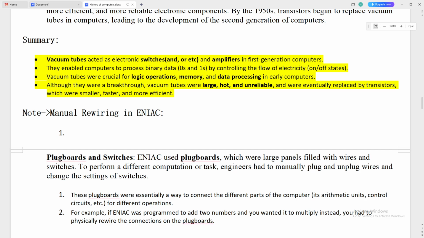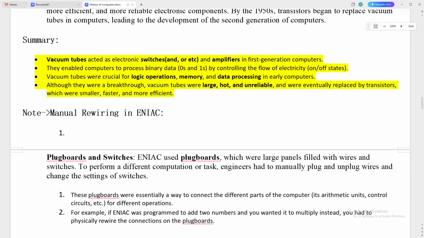Okay, but today we are using transistors. Although they were breakthroughs, vacuum tubes were large, hot, and unreliable. So you can imagine, they were a breakthrough, but they were very large, hot, and unreliable because they kept burning out, and were eventually replaced by transistors, which were smaller, faster, and more efficient.